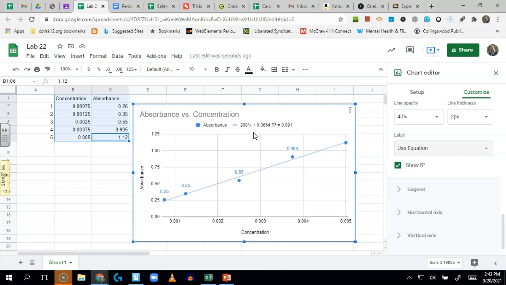So now that we have the equation and the R-squared value, the R-squared value only tells you how good the data is. It is not useful in determining the unknown. The closer this is to 1, the better your data is. So this is pretty good data. So let's go back and use this equation to figure out what the concentration of our known and unknown is.